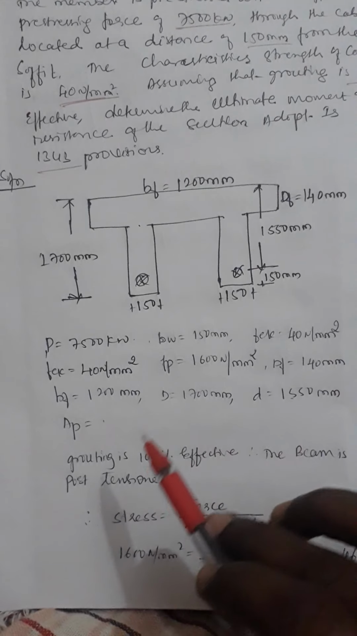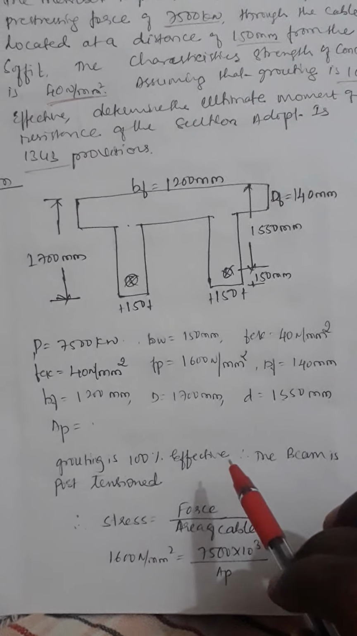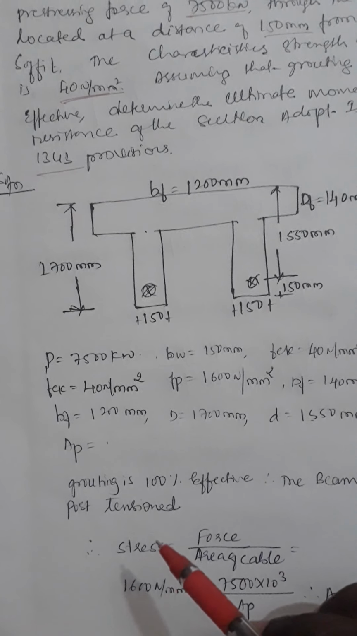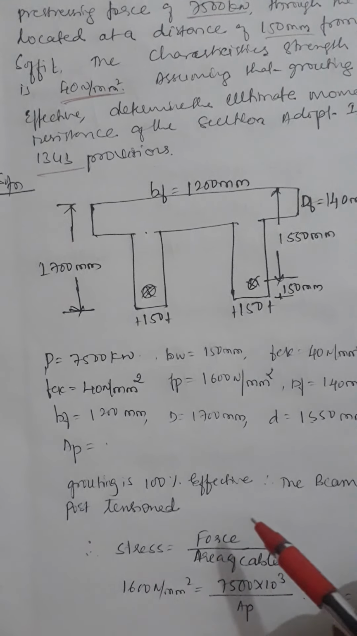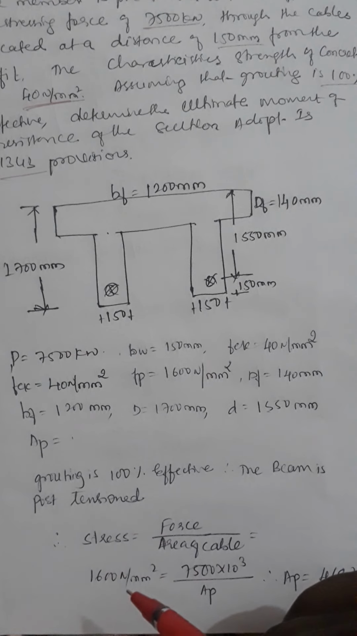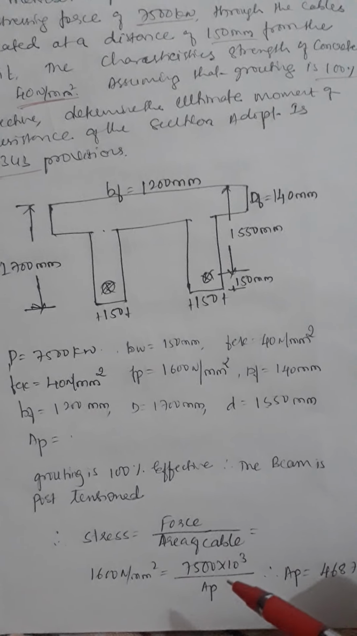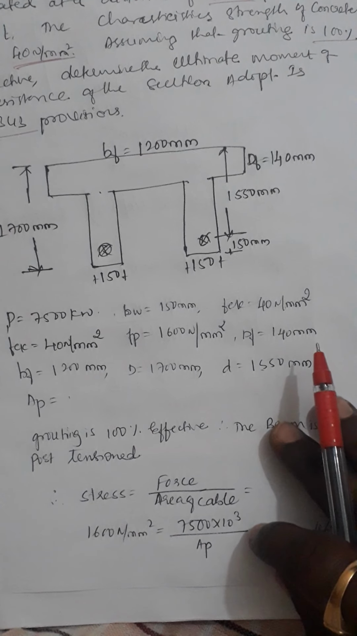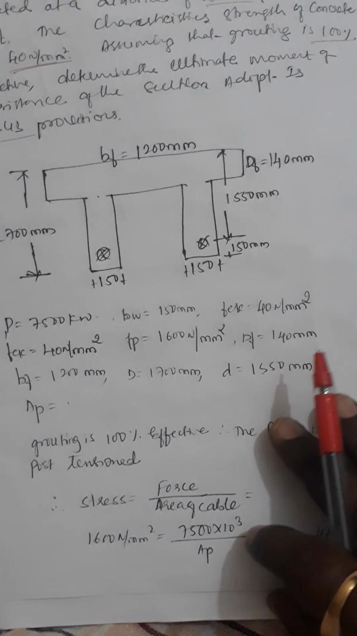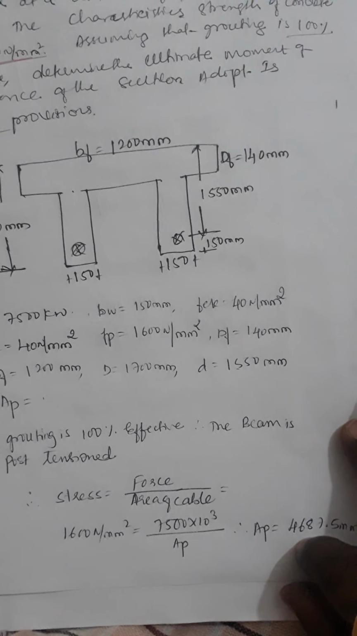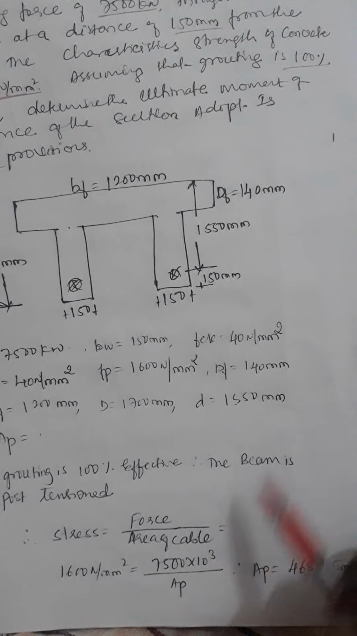As grouting is 100% effective, the beam is post tensioned. Therefore stress is equal to force upon area. The stress given is 1600 Newton per mm square. So force is 7500 into 10 raised to 3 divided by area of pre-stressing. So AP is equal to 4687.5 mm square. So you found the AP.